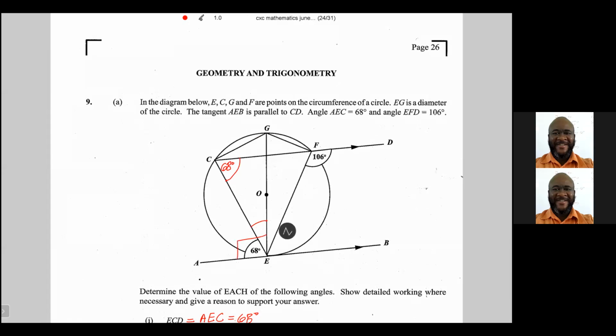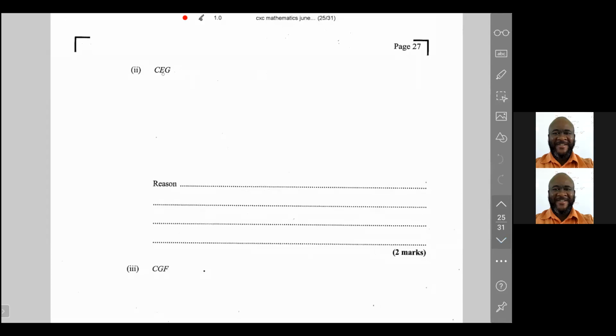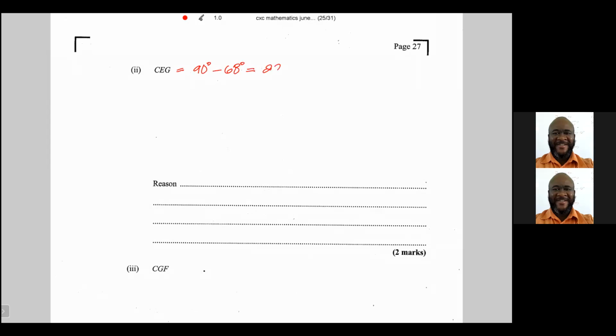And the reason for that is because the radius OE at the point of contact E is at right angles to the tangent. So to get this angle that I want to find, let's call it theta, I'm simply going to take away 68 from 90 degrees. So this OEC is equal to 90 degrees minus 68 degrees. This would be equal to 22 degrees.